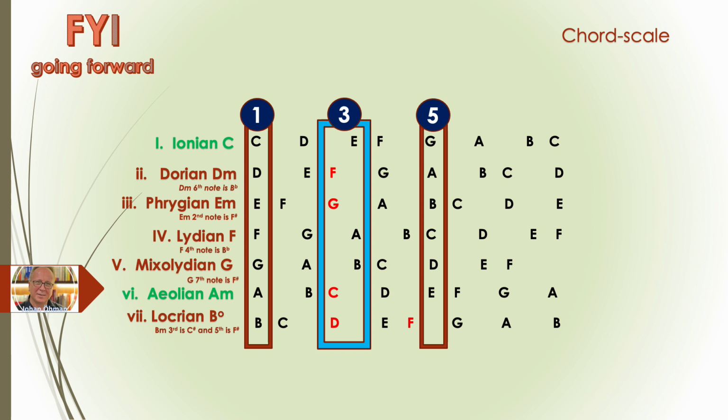And then you have the Locrian at the end. Yeah, that looks like a minor if you look at the 3rd note, but the 5th note is actually lowered as well. So it's not a minor, it's actually a diminished chord, and that is what the small o next to the B tells you.